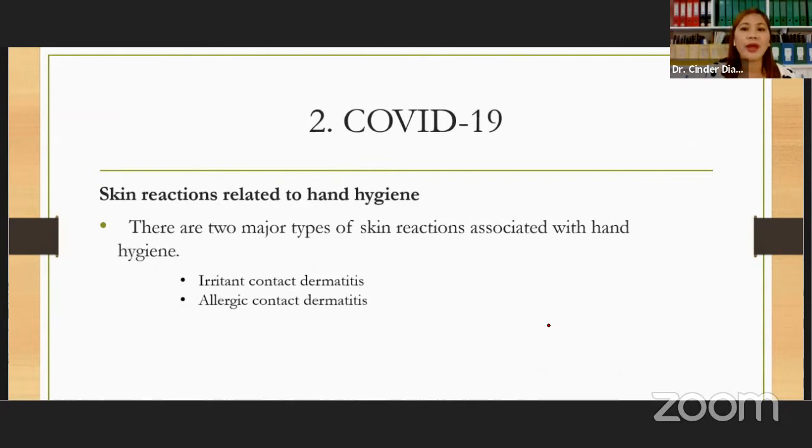The second type of skin reaction, allergic contact dermatitis, is rare and represents an allergy to some ingredient in a hand hygiene product. There are symptoms of allergic contact dermatitis, from mild and localized to severe. The most serious form of allergic contact dermatitis may be associated with respiratory distress and other symptoms of anaphylaxis. Therefore, it is sometimes difficult to differentiate between the two conditions. Okay.